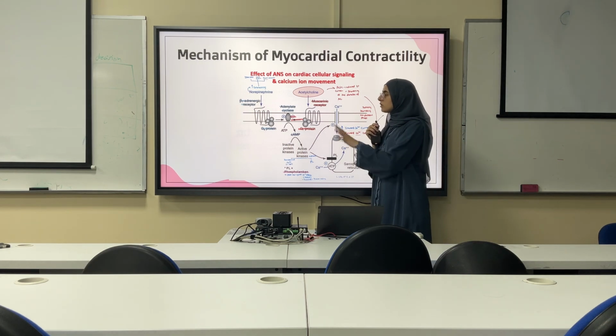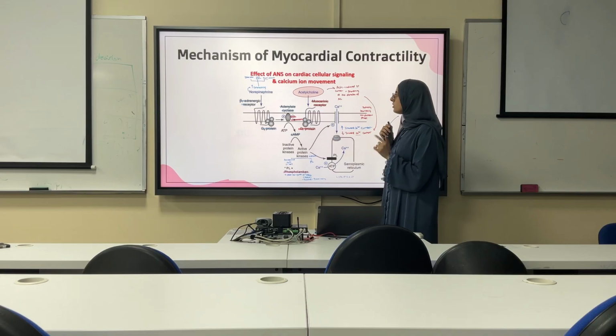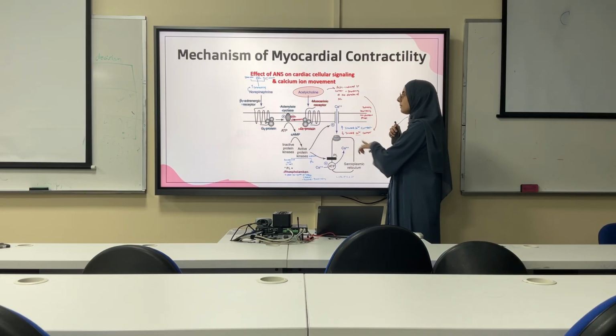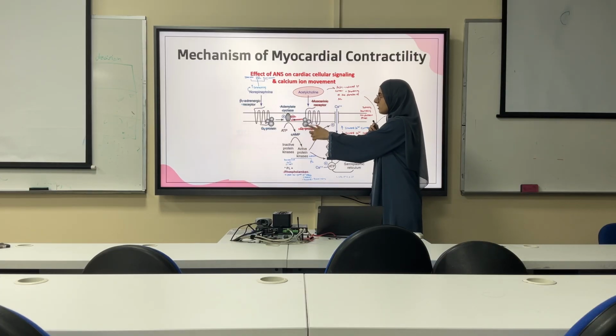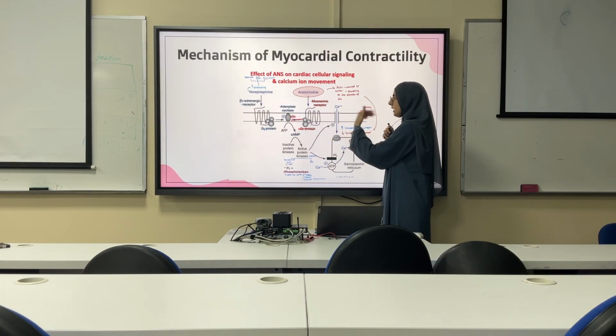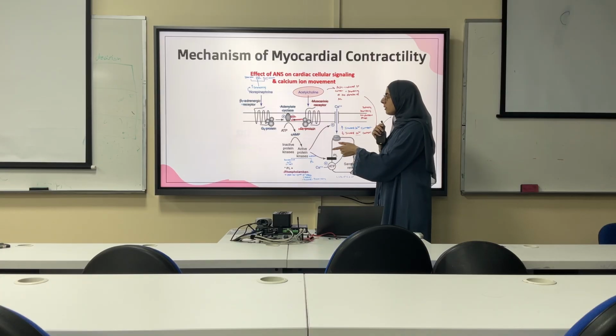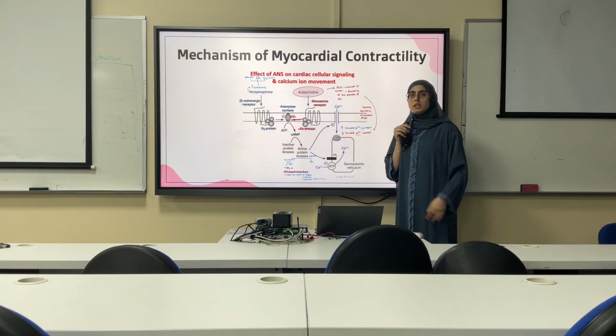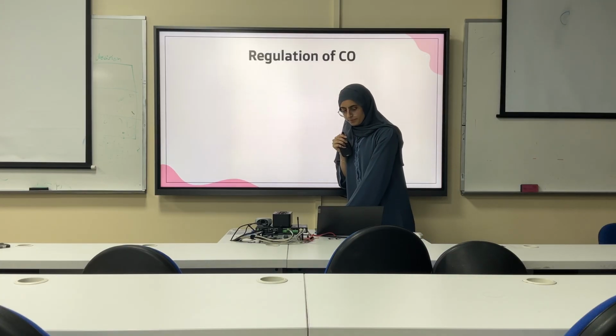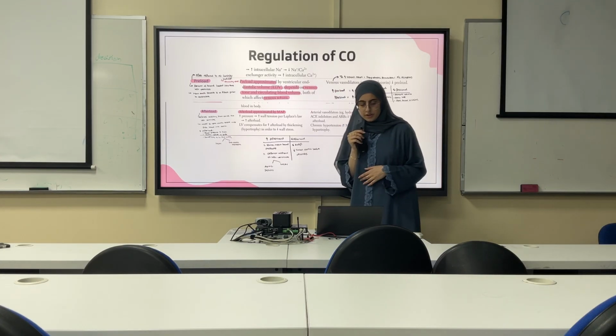The sympathetic is going to act on beta-1 adrenergic receptors, while the parasympathetic acts through the muscarinic receptors. One is going to activate adenylate cyclase, resulting in increased calcium, while the other one is going to deactivate it, preventing the calcium from entering, reducing the contractility. Okay, that's it for the contractility.